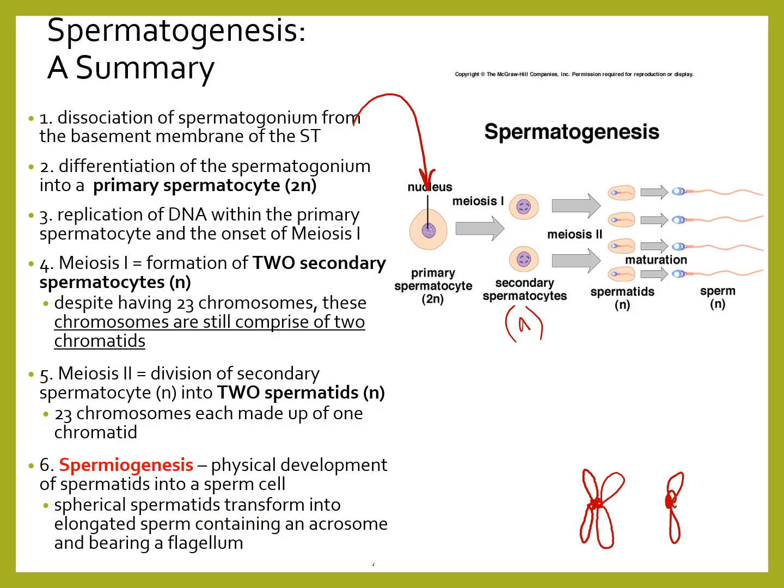Now you'll notice this isn't the end of spermatogenesis. The very last stage of spermatogenesis is the transformation of these cells, which don't look like sperm, into cells that look like sperm. So that very last stage is called spermiogenesis, which means creation of sperm. It is the physical development of cells called spermatids into spermatozoa, or what you can just call sperm. You can see in this picture that the spermatids are spherical. They are going to transform themselves into a long cell with a head and a tail, or what you could call a flagellum.